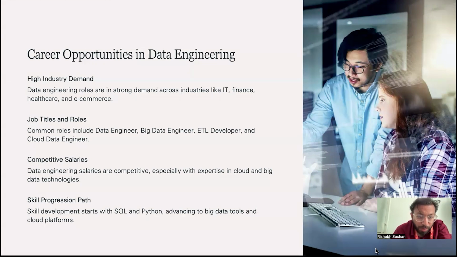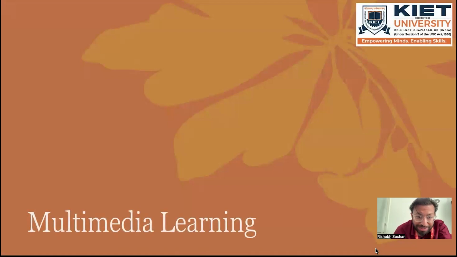Now talking about career opportunities, data engineering is one of the fastest growing and most in demand fields in the technology industry today, with roles such as data engineer, big data engineer, ETL developer, and cloud data engineer being highly sought after by organizations across domains. The demand is very high because every company, regardless of its industry, deals with data and needs professionals who can manage and process it effectively. In addition to strong demand, this field also offers excellent career growth.